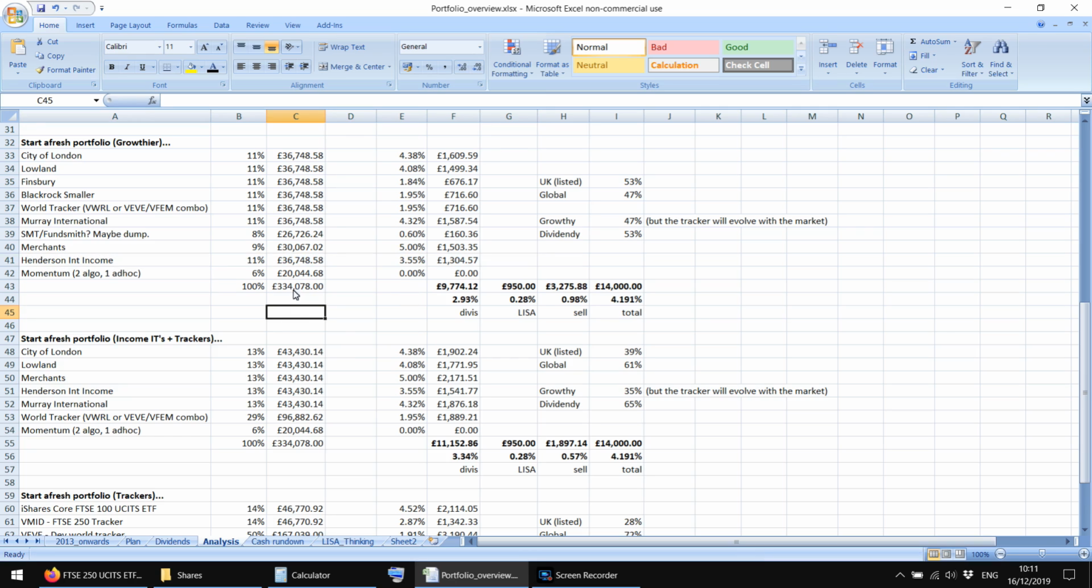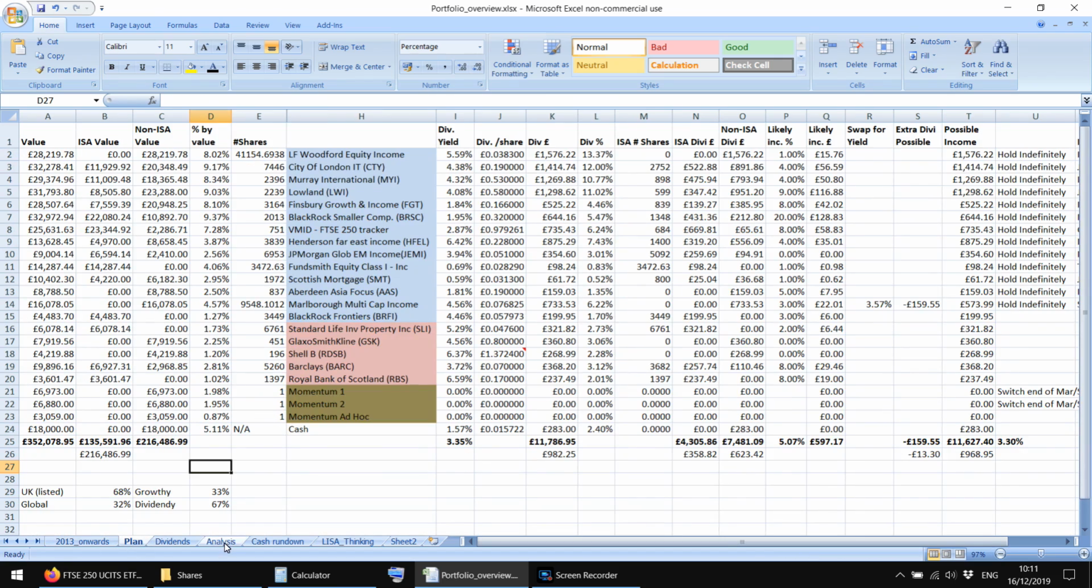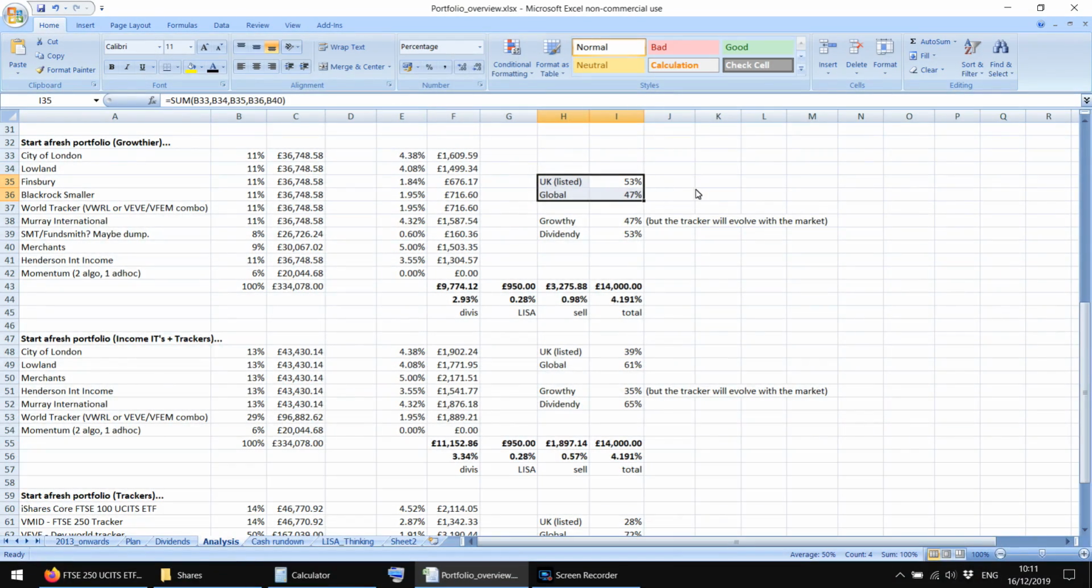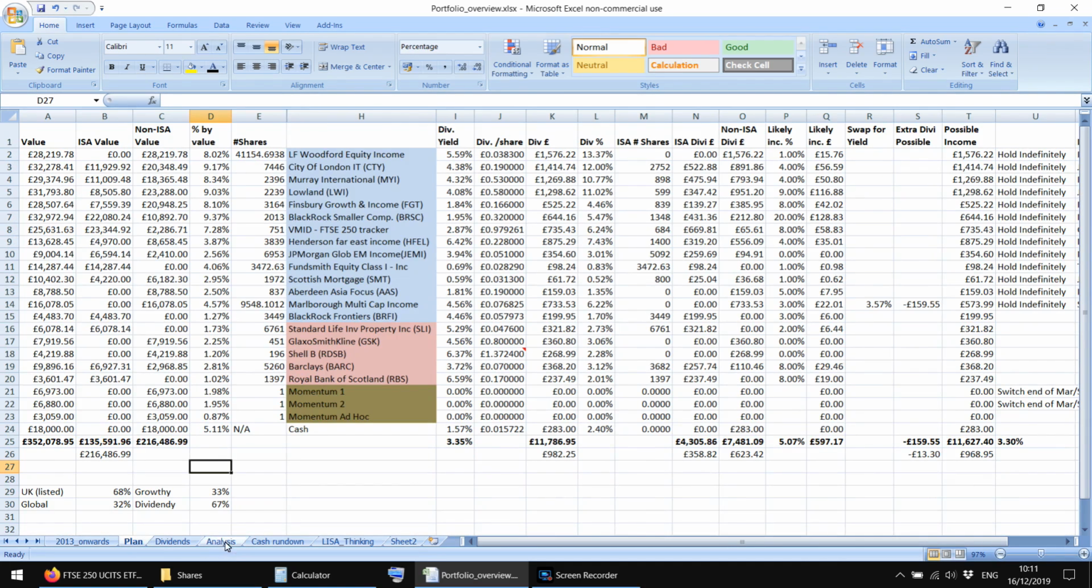So it's going a bit growthier, but also a bit more international, because to get this holding up, it would be selling UK things mostly, I would imagine. Because as you can see here, this portfolio would be only 53% UK listed compared to 68% that I currently hold. And also it would be a lot more growthier, 47% compared to 33% at the moment.